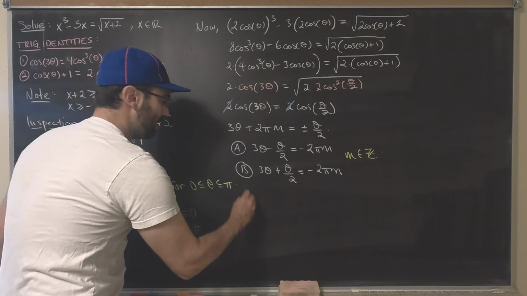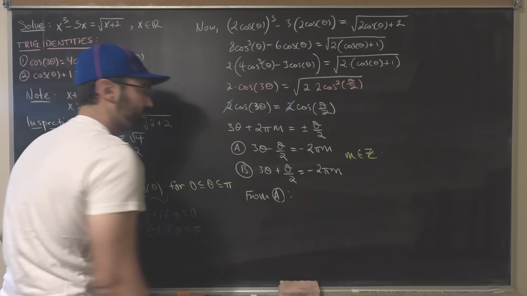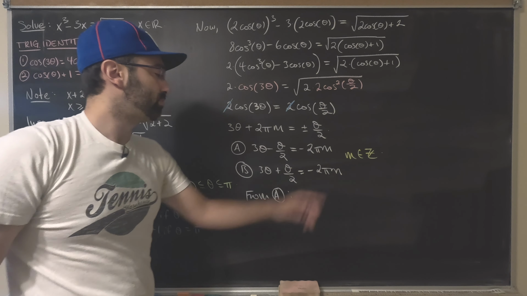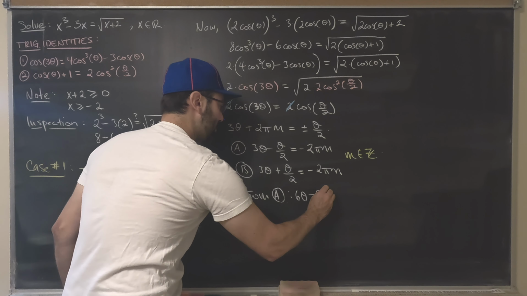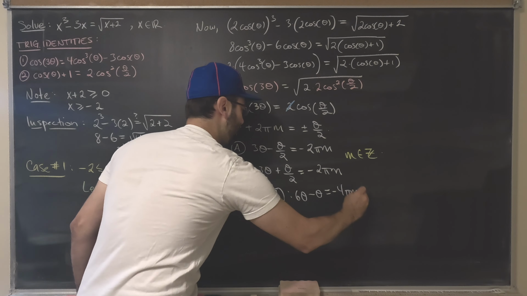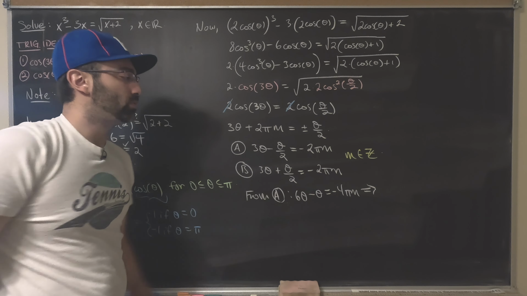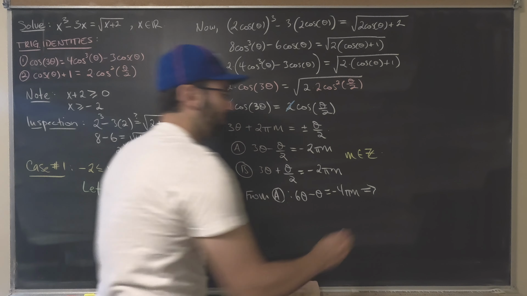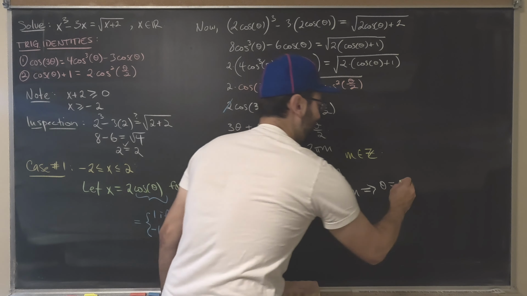Well, let's solve each of these in turn. First of all, from A, multiplying all through by 2, we have 6 theta minus theta equals negative 4 pi m. That just tells us 5 theta equals negative 4 pi m, or theta equals negative 4/5 pi m.